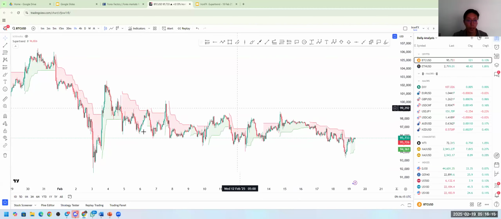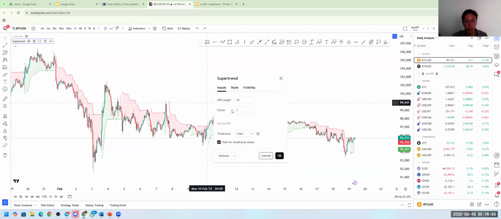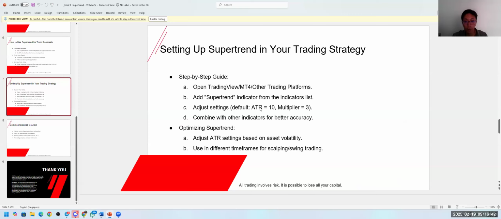Okay, very simple stuff. So once you're there, you can see where I'm hovering. This thing here is where you have to do your settings. So you go here and then you click this button, settings. Okay, 10 ATR and factor 3. This is the default, and then wait for time frame closes. Same thing, default ATR 10 multiplier 3, right?